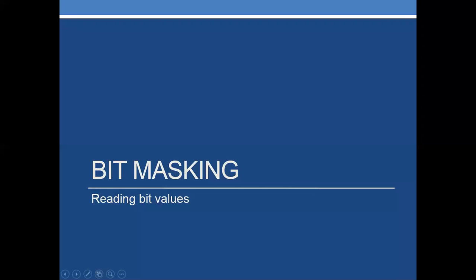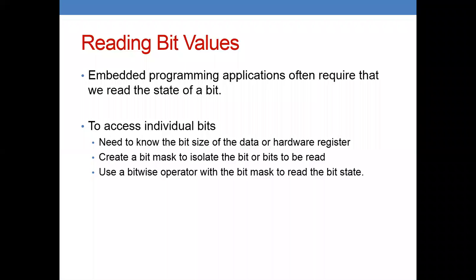Right, let's see what it means now to create a bit mask and to read individual bit values. We often want to know the state of a bit. In order to read a single bit or multiple bits, we need to know the bit size of the data or the hardware register we're trying to access. Well, how many bits is it? We need to create a bit mask. That's a binary pattern that we're going to use to isolate the bit or bits to be read.